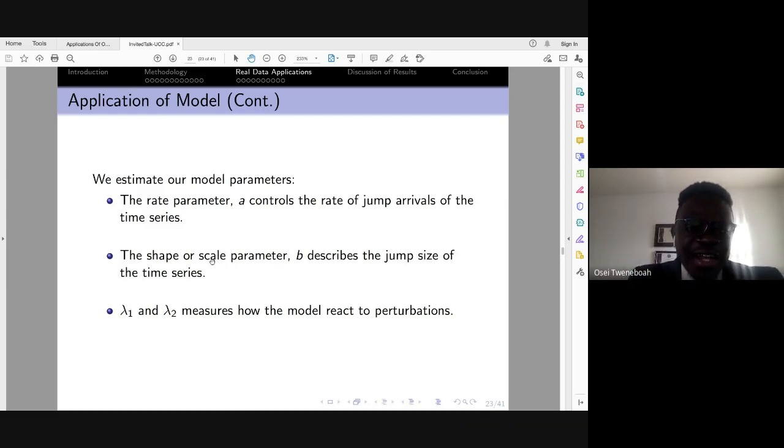Okay, and also the rate parameter, which is the A and B from our gamma process, controls the rate of jump arrivals. Remember, it's very important that we are able to control the rate at which the time series fluctuates. And also the shape, or B, describes the jump size of our time series. And the two parameters, lambda 1 and lambda 2, measure how the model reacts to perturbation. Here, perturbation talks about how the system behaves if there is a small change.